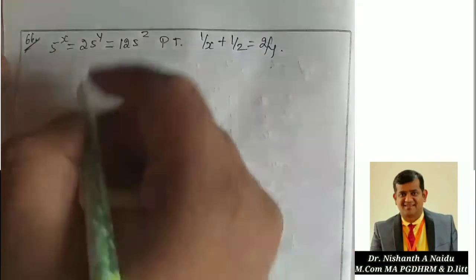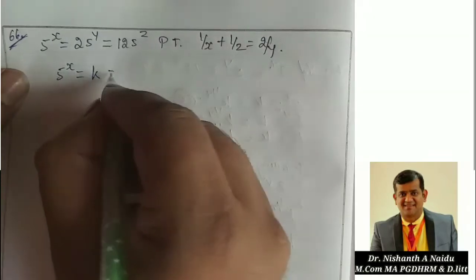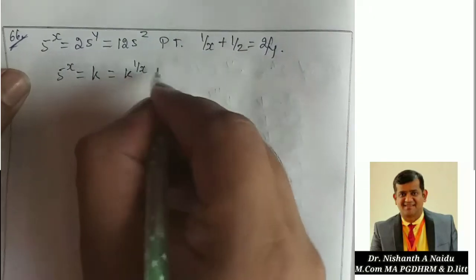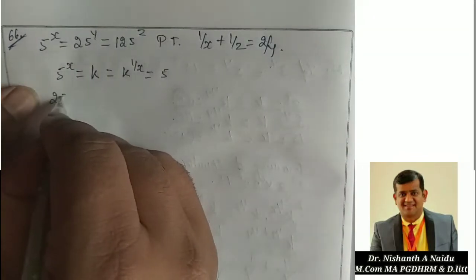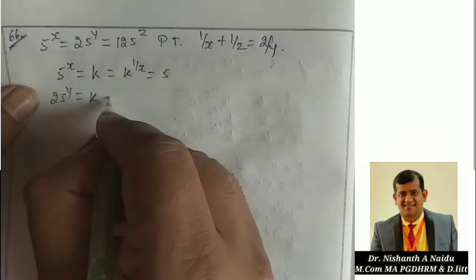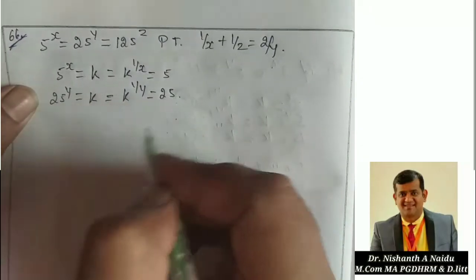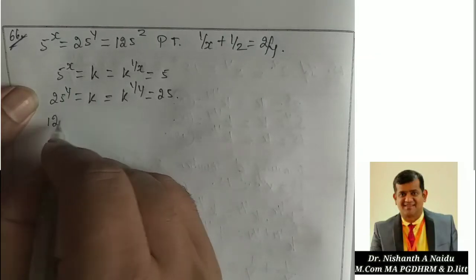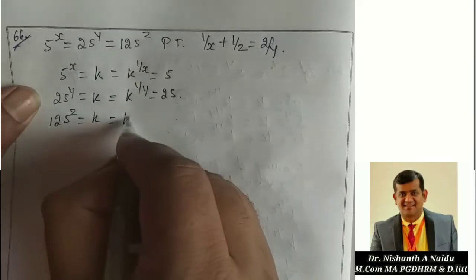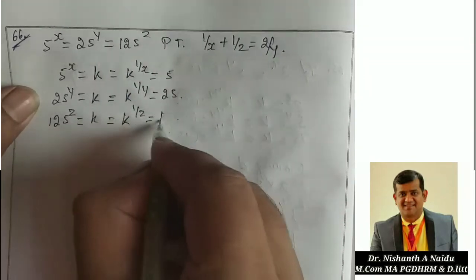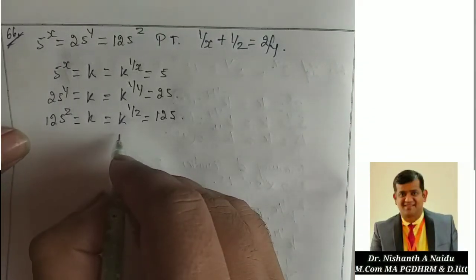So I believe you know the forming of equation. 5 to the power of x equals k, that is k to the power of 1 divided by x equals 5. The same way, 25 to the power of y equals k, that is k to the power of 1 divided by y equals 25. Same way, 125 to the power of z equals k, k to the power of 1 divided by z equals 125. So now we have to form an equation.